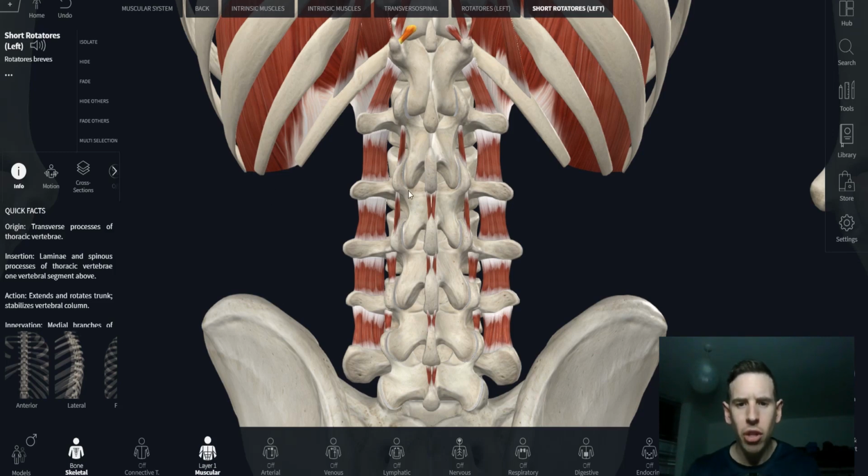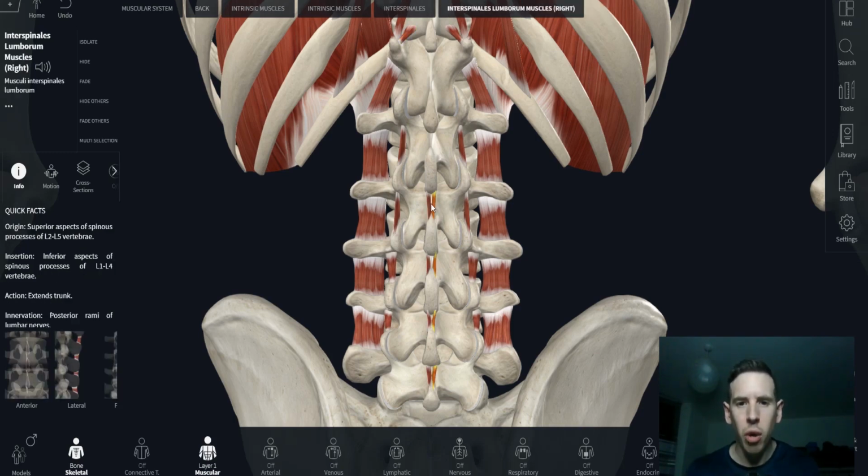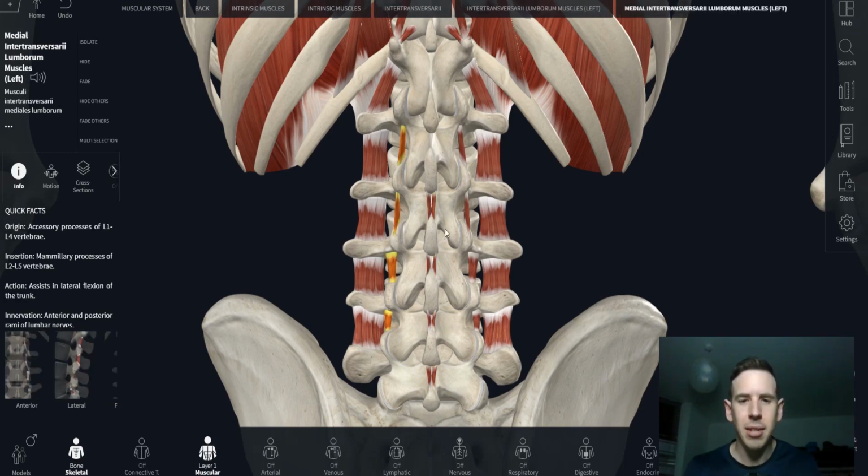So let's try and keep it simple here. We've got the interspinalis muscles, first of all, which go from the spinous process. If you poke yourself in the back, those bony bits right in the center that stick out are the spinous processes, and these muscles go from one to the next. So they link from one bony point to the next one down. Those are the interspinalis muscles. We've then got the intertransversari just adjacent to that. If you come out slightly, we've got intertransversari on those sides.